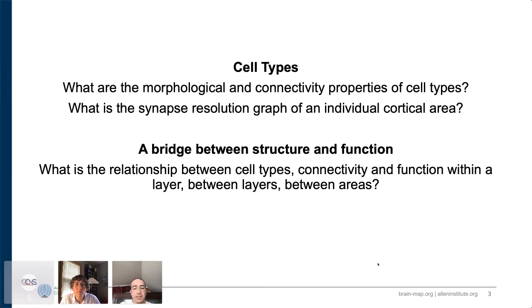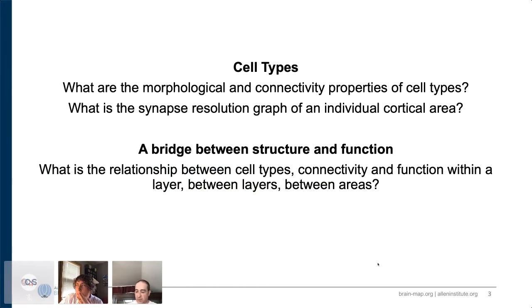These are the major questions that we were interested in when we collected the data. What are the morphological and connectivity properties of cell types? What is the synaptic resolution graph of an individual cortical area? And also, what is the relationship between this structure and the functional properties of the cells that we observed in vivo? But as hopefully you'll see, there's much more to explore in these data sets than just the reason why we collected them. There's fine structure of organelles, there are measurements of the surface membrane of each neuron, there's glia, there are blood vessels, and much of this is automatically segmented.